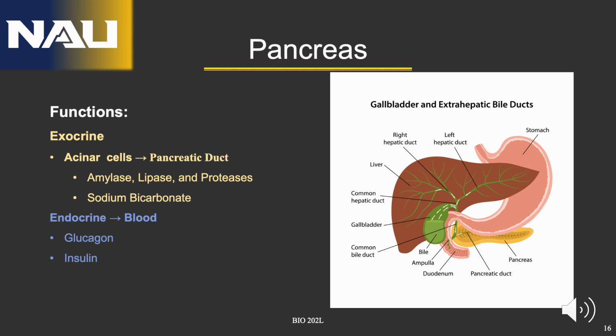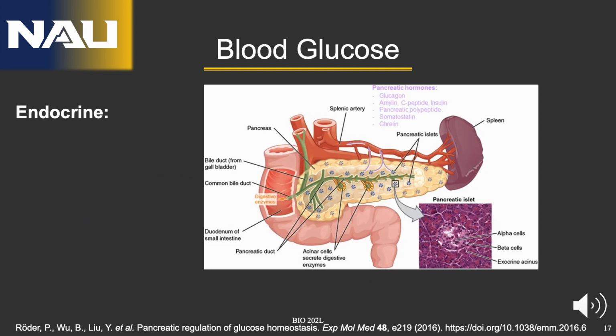The endocrine functions of the pancreas are crucial for blood glucose regulation. The pancreas contains clusters of cells called the islets of Langerhans, which include alpha and beta cells. The alpha cells secrete glucagon, which raises blood glucose levels by stimulating glycogenolysis and gluconeogenesis in the liver.